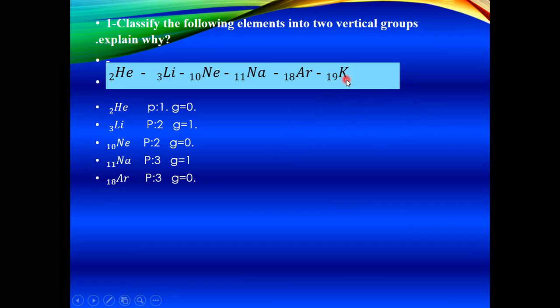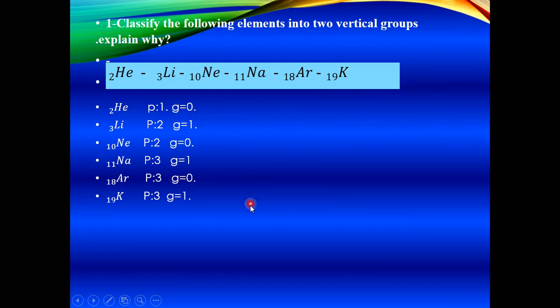The last one, K potassium. تعال نعمل configuration 2 8 8 1. How many energy levels؟ 2 8 8 1 يعني 4، يبقى period 4 automatically. طيب هو completely filled؟ لا، ده في الاوتر موست فيه 1 electron، ده معناه إن هو group 1. ملاحظين حاجة؟ عندي 3 elements group 0 و 3 elements group 1.